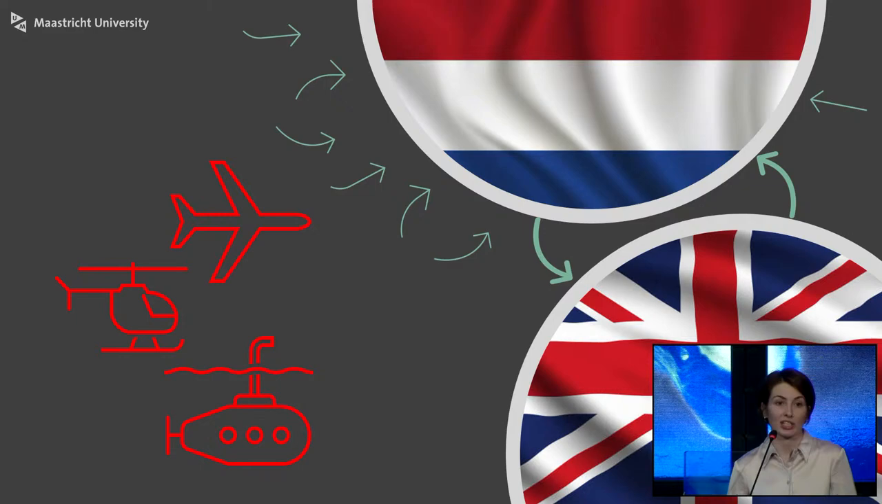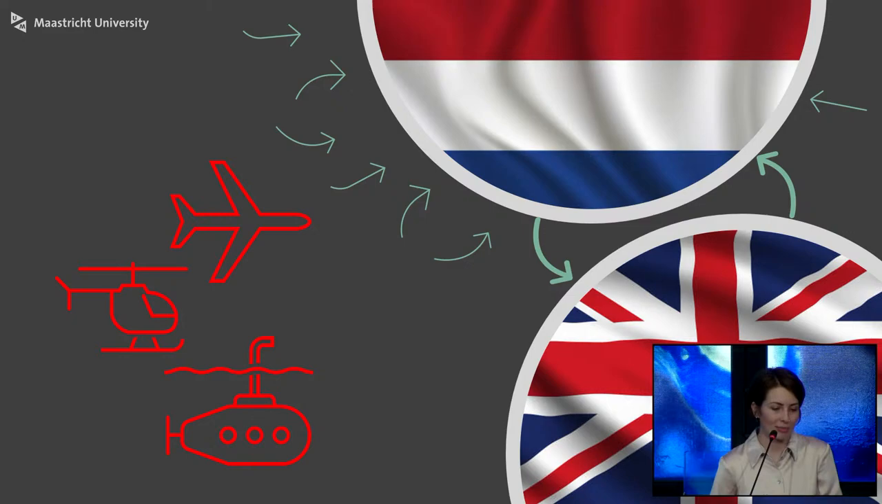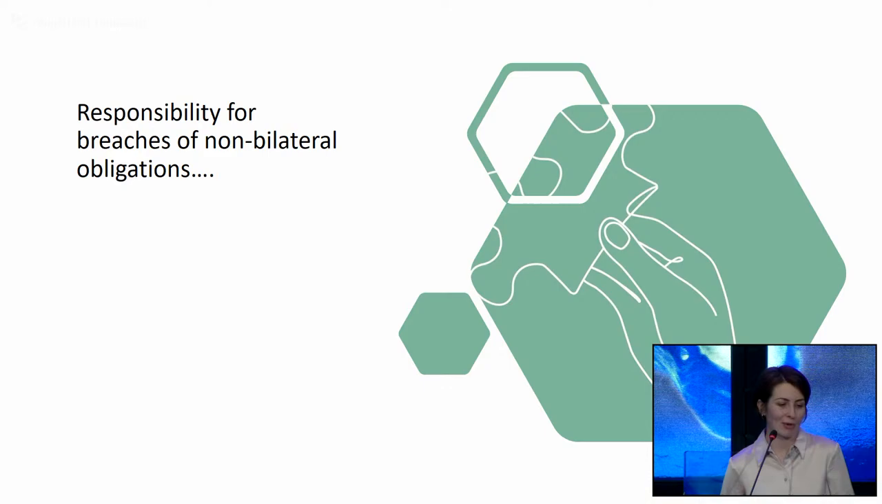However, that doesn't conform with what we know about how these community obligations work, how these community interest-oriented obligations work, and it would essentially render all of these other rights ineffective. So what we see here is two different ways in which certain kinds of obligations don't fit within the bilateral model. This is essentially the problem that my thesis seeks to solve by forming a theory for the responsibility for breaches of non-bilateral obligations.